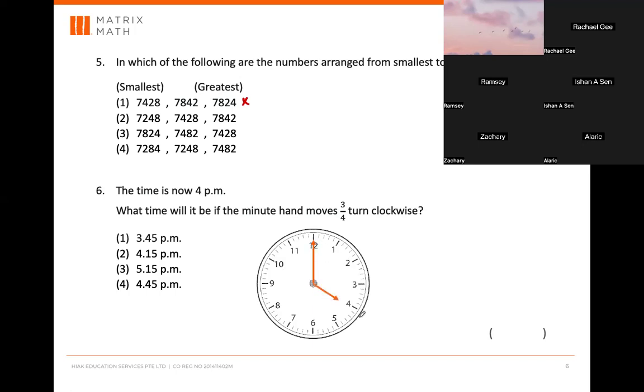Okay, so now it's 4 p.m. So clockwise direction is this position here, okay, and then you turn. So from 12 to 3 is 1/4, 3 to 6 is another 1/4, and then 6 to 9 is another 1/4. So that's why they request for 3/4 turns clockwise. So what time would that be? It will be at 4:45, okay?